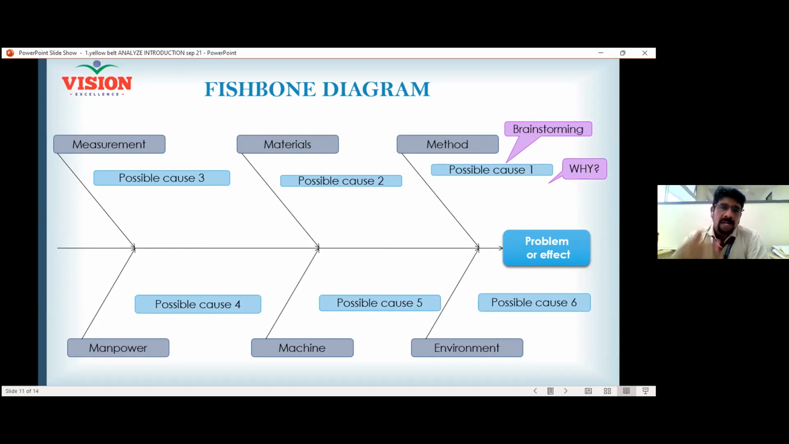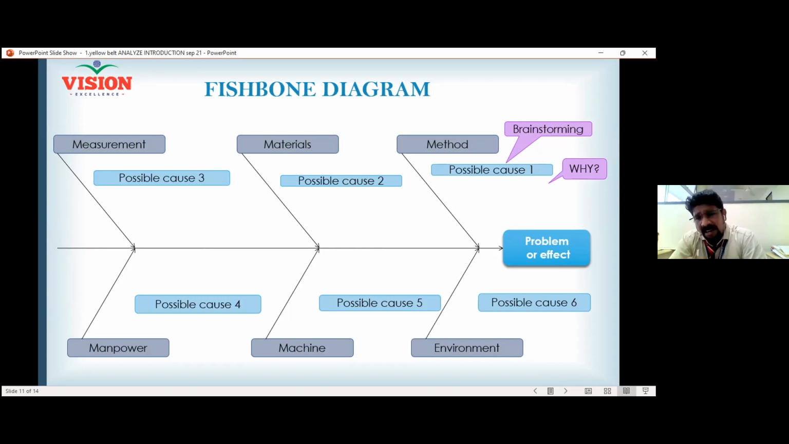Then materials, what kind of material book he is referring to. Then measurement, how he is correcting my son's paper. Then the capability of the maths teacher, I can verify all of them one by one. So that is what we are doing in this cause and effect diagram or fishbone diagram.